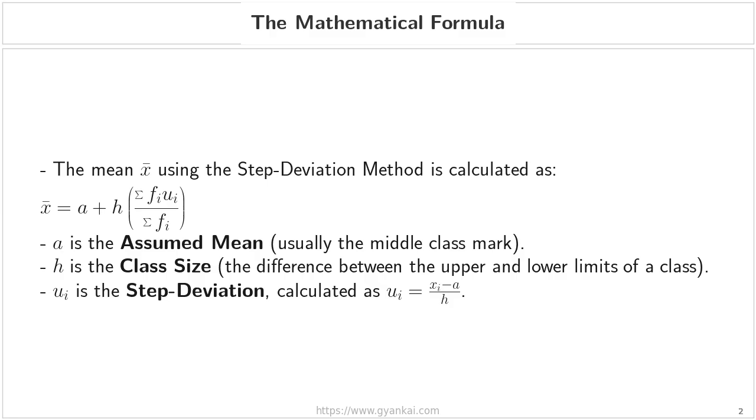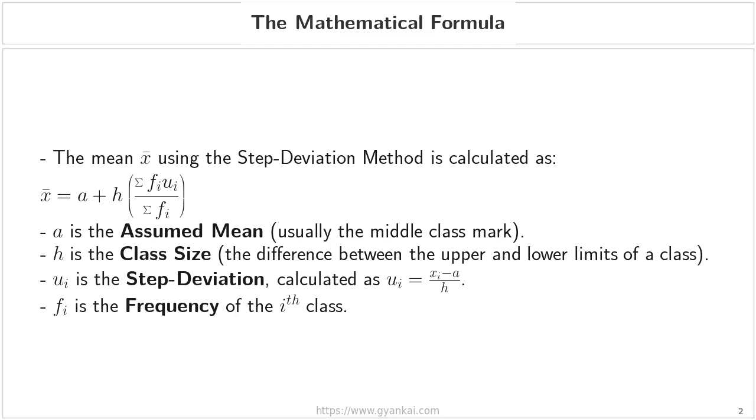u sub i is the step deviation. We calculate this by taking the class mark, x sub i, subtracting our assumed mean, a, and then dividing that entire result by the class size, h. By doing this, we shrink our numbers down to much smaller, more manageable integers. Then we have f sub i, which is just the frequency of each individual class.